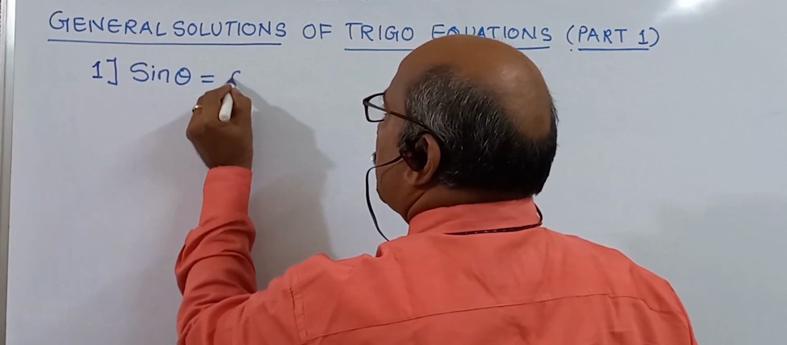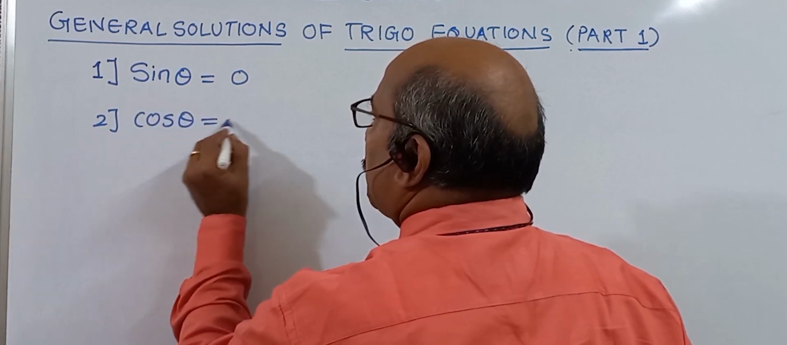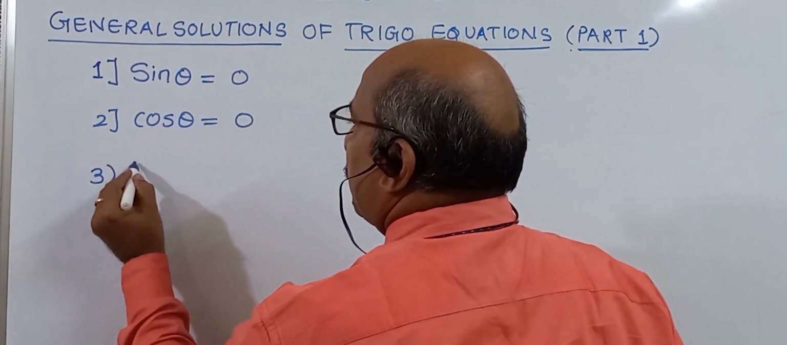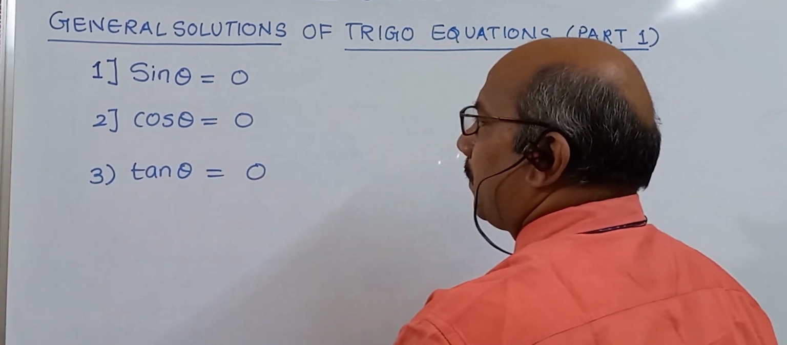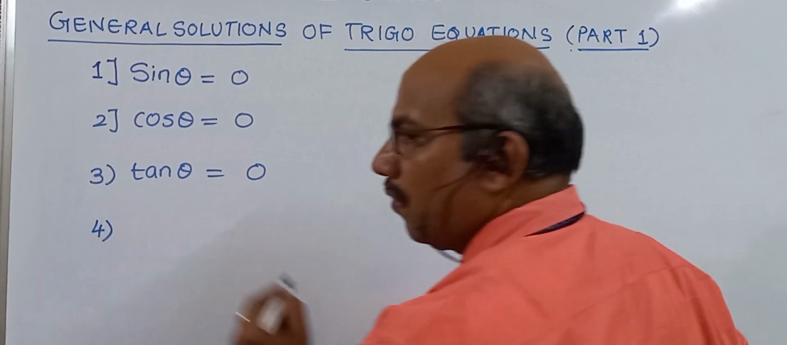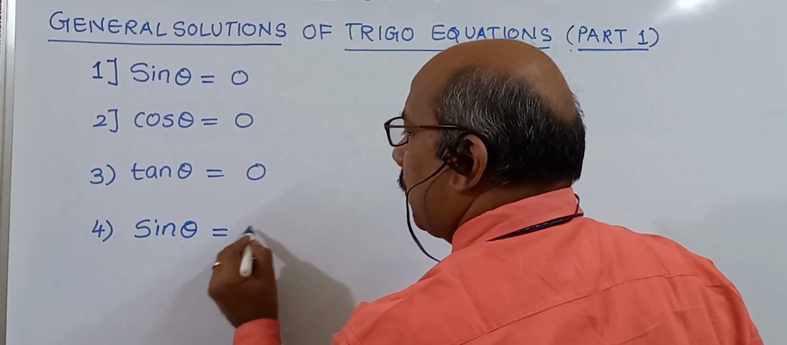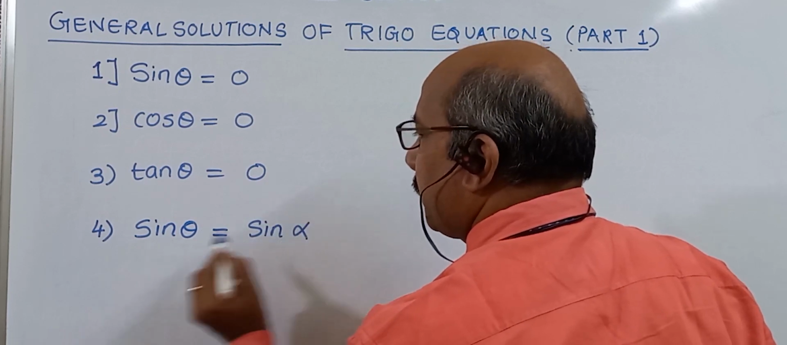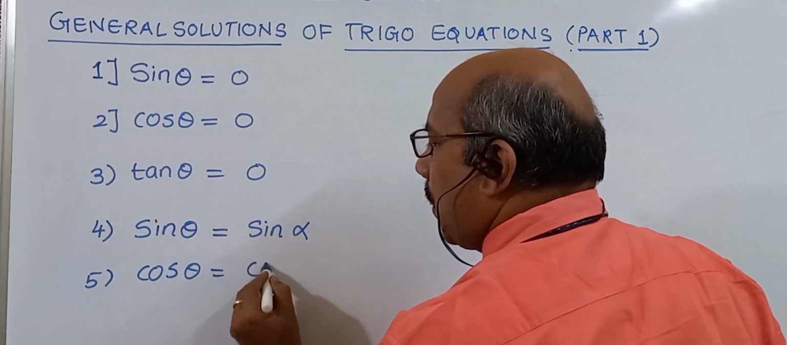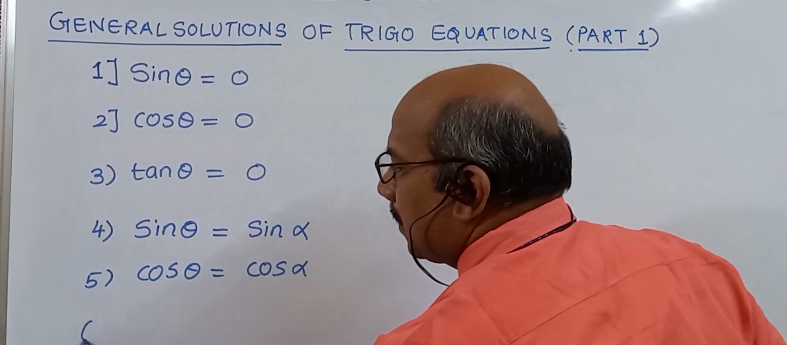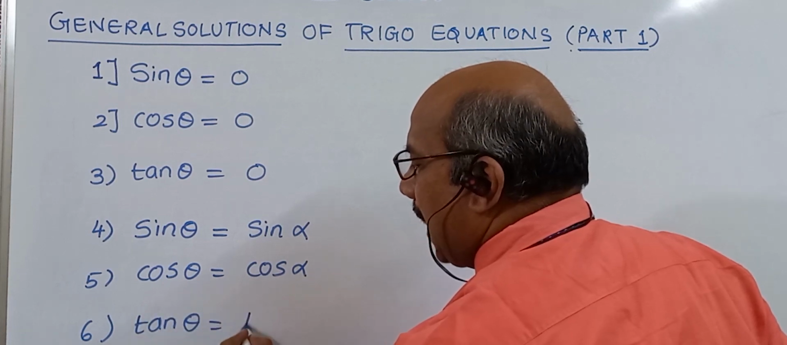1. Sin theta equal to 0. 2. Cos theta equal to 0. 3. Tan theta equal to 0. 4. Sin theta equal to sin alpha. 5. Cos theta equal to cos alpha. 6. Tan theta equal to tan alpha.